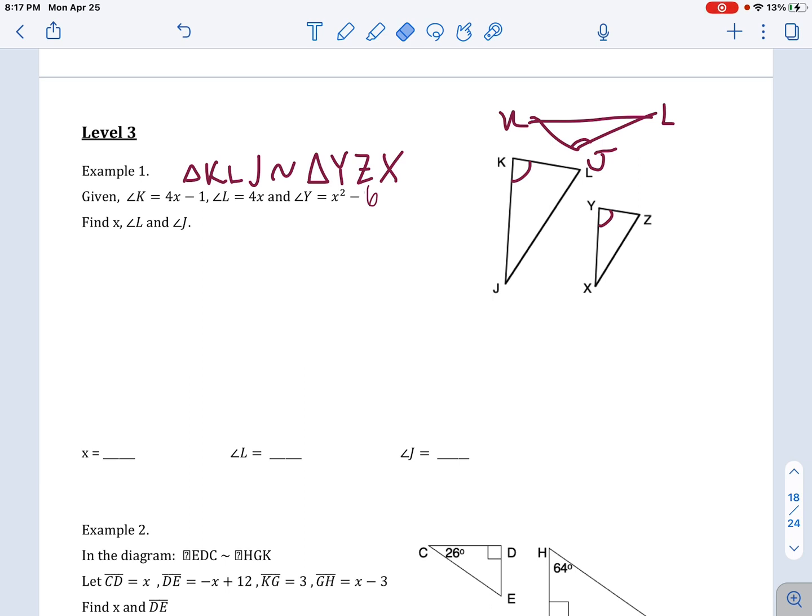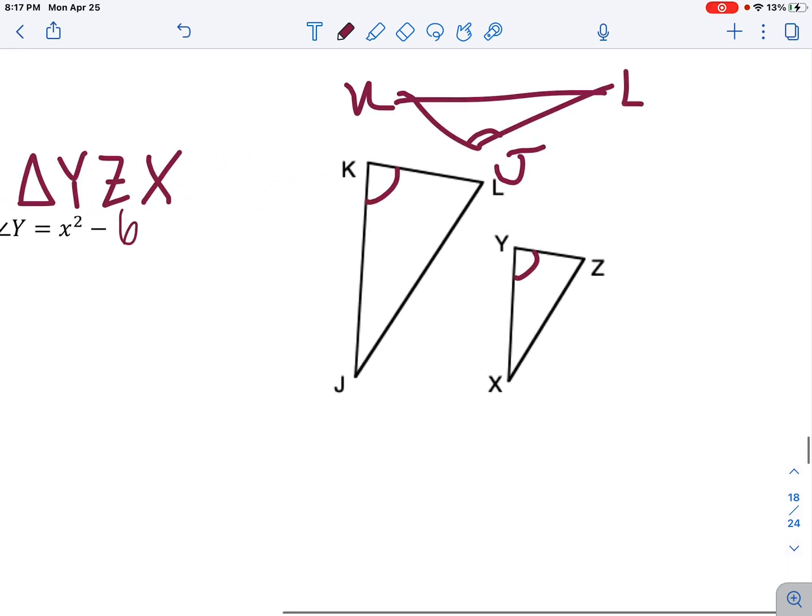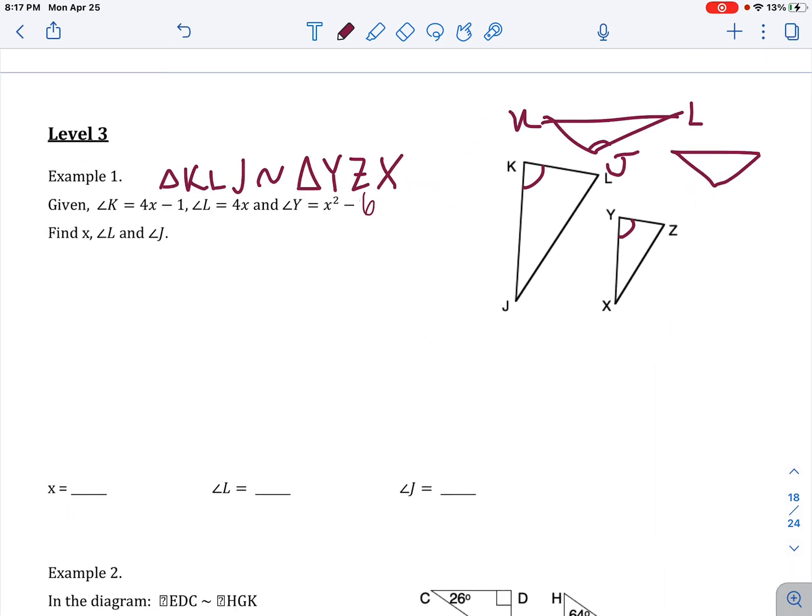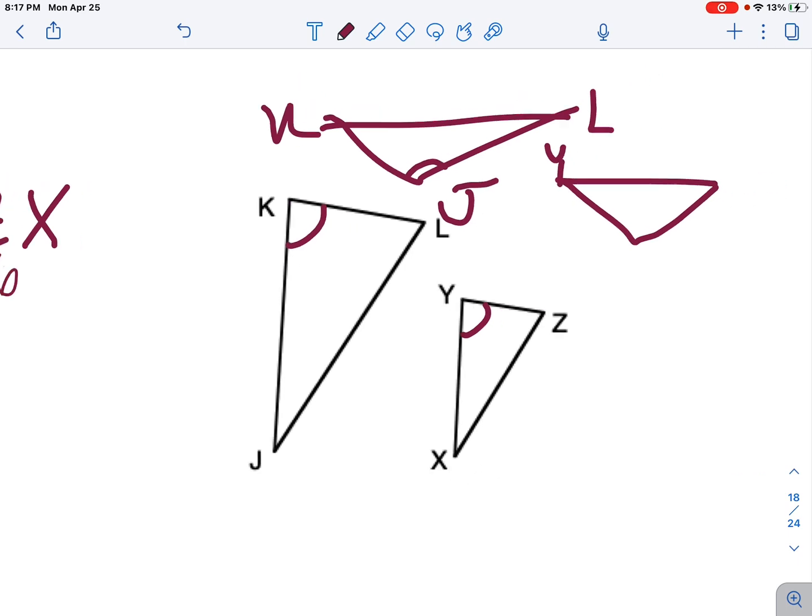triangle KLJ is similar to triangle YZX. So for each of these problems, we're actually going to give you the similarity statement so that you know you can use the definition of similar triangles. So I also drew in a picture of KLJ looking more like they will look at the end, just given how the numbers work out. So both of our triangles will look more like that, if that helps you visualize what we're doing in this problem.